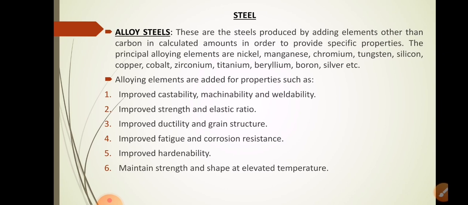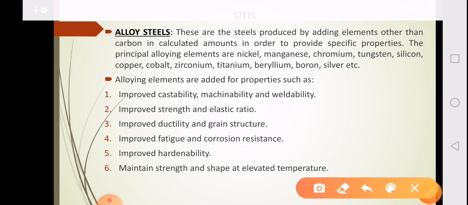Then we have alloy steels. Obviously, along with carbon, if we add other metals, we get an entirely new metal or an entirely new alloy. So, which are the alloying elements? The various alloying elements are, you can see here, nickel, manganese, chromium, tungsten, silicon, copper. Of course, we don't add all of them at the same time. Depending on what properties we want, we will be adding only that material.